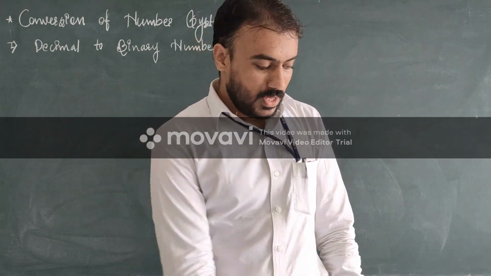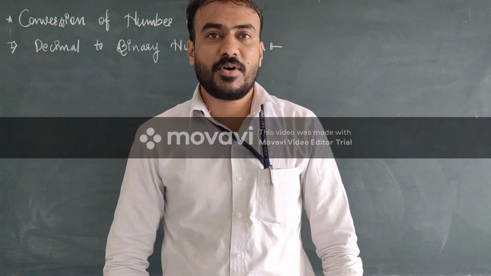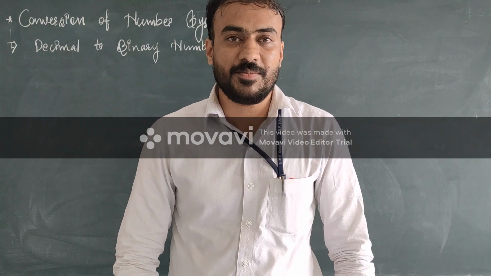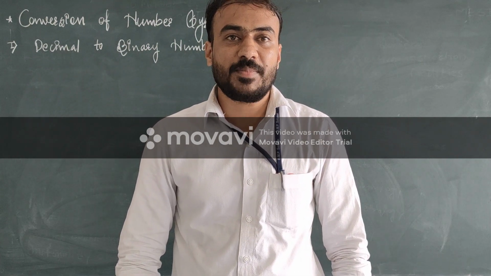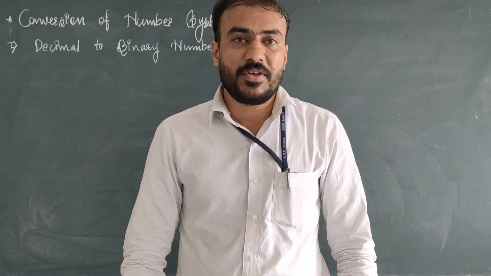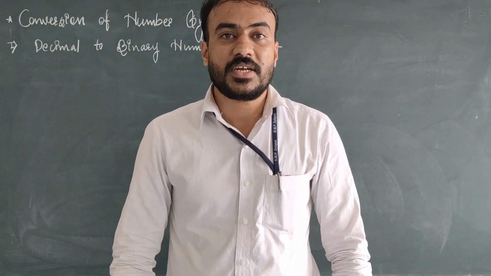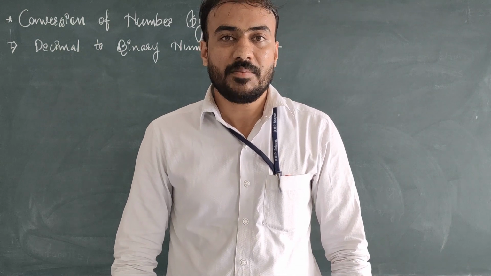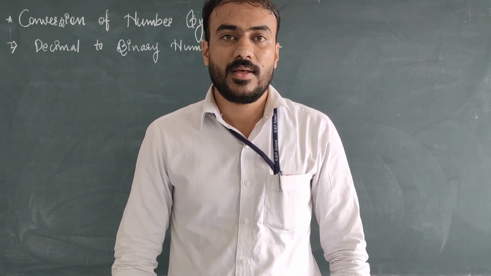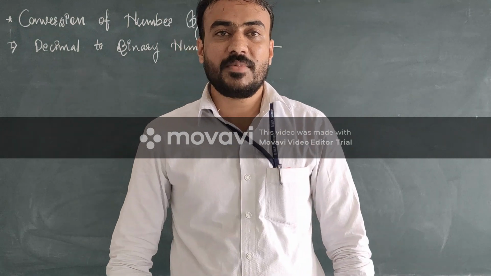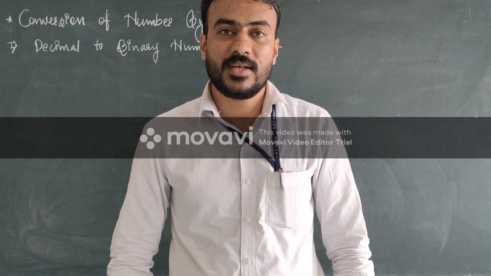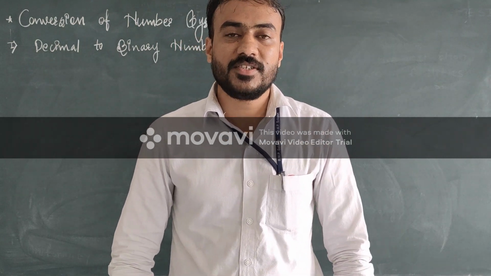Hello everyone. In the previous session, we had discussed the introduction to the number system, and I told you about what the binary number system is. So I briefly repeat again, the binary number system is a number system which consists of only two valid numbers, 0 and 1.